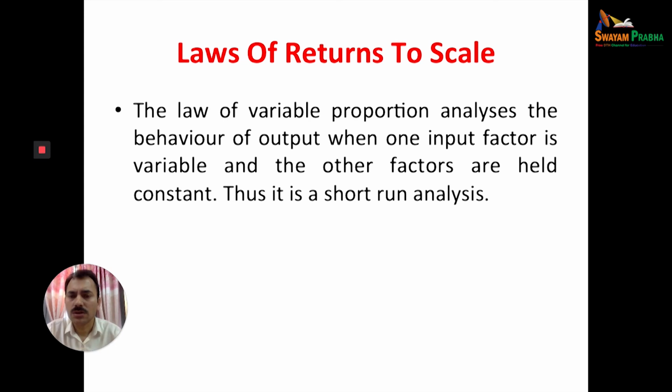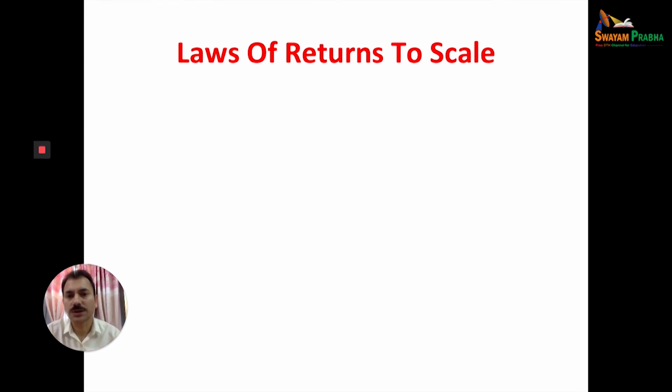Now the law of variable proportion analyzes the behavior of output. Now let's discuss the next important law, that is the law of returns to scale. Two laws we were discussing: one is the law of variable proportion and second is the law of returns to scale. In the law of returns to scale, the whole scale can be changed, and this is applicable in the long run, where all factors of production are variable. There's nothing fixed or constant.